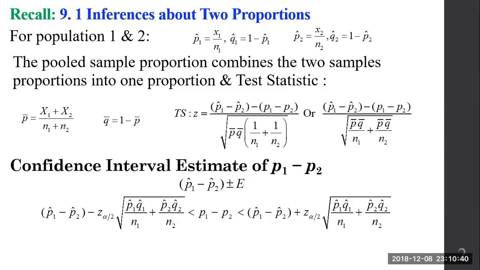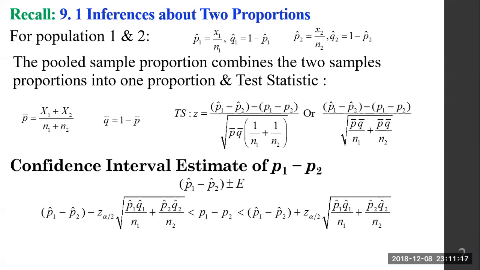The first section, section 9.1, was about proportions, and the following formulas we have been dealing with. P1 versus P1 hat, P2 versus P2 hat, where P1 and P2 refer to the population, P1 hat and P2 hat refer to sample statistics. So P1 hat is x sub 1 over n sub 1, P2 hat is x sub 2 over n sub 2, and Q1 hat and Q2 hat are the complements.